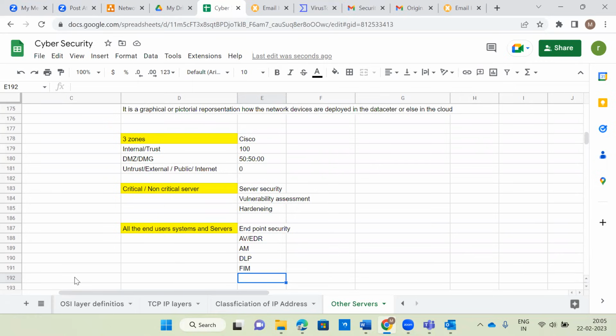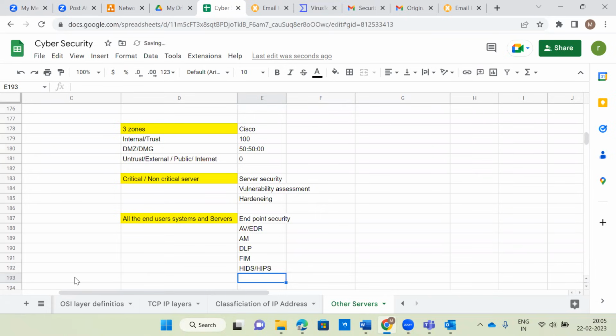We are discussing solutions dedicated to endpoint security, dedicated to systems. HIDS and HIPS, that is perfect. Any other? Last one: encryption.